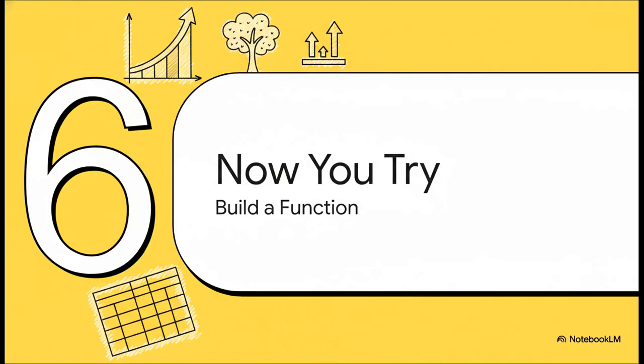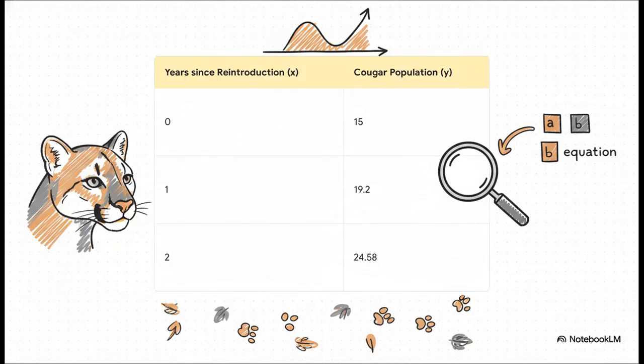Okay, fantastic. You've seen how to do it with a table and with a word problem. Now it's your turn to build a function. Here's a table showing a cougar population that's been reintroduced to an area. Your job is to write the exponential function for this population. So find your initial value A, calculate that constant multiplier B, and then build the equation. Go ahead and pause the explainer right here and give it your best shot.